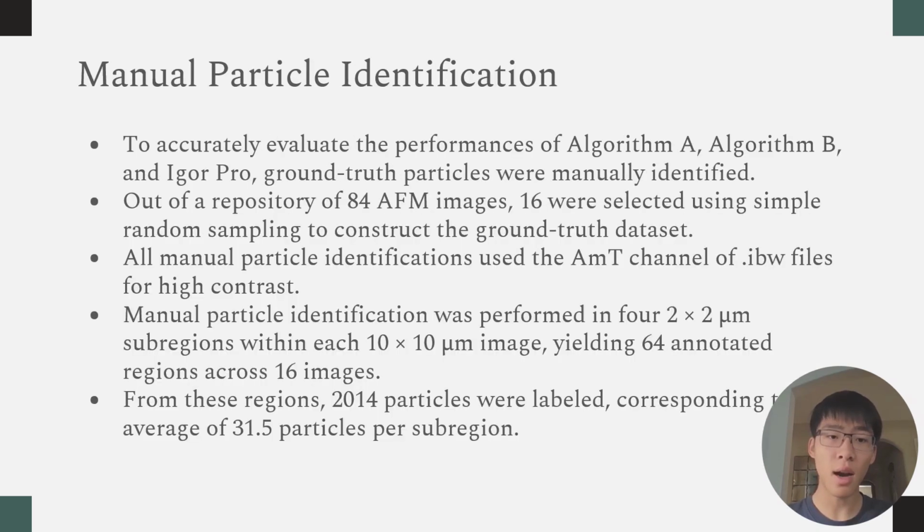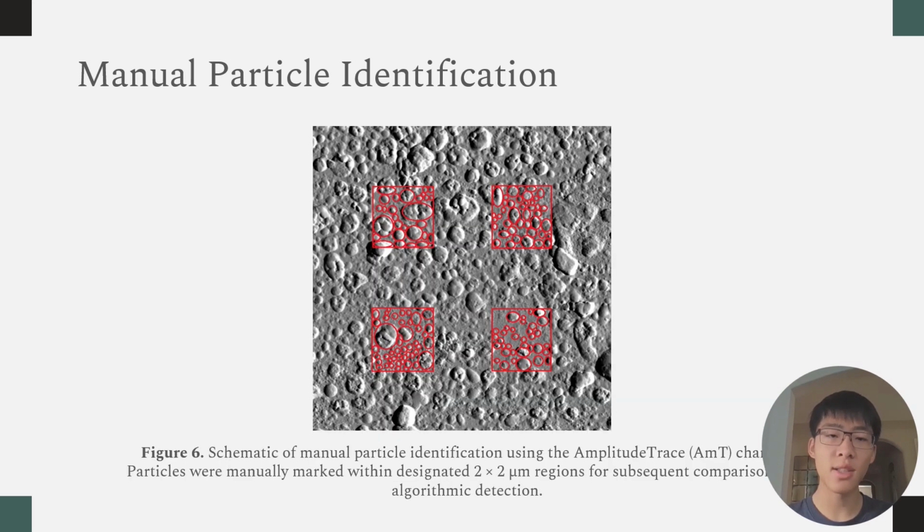To validate our algorithms, we used manual particle identification. We selected 16 images from a diverse set of AFM images of environmental films, and we labeled 2,014 particles in total. This is the scheme of the manual particle identification. Each AFM image is 10 by 10 micrometers, and we use 4 2 by 2 micrometer regions per image.